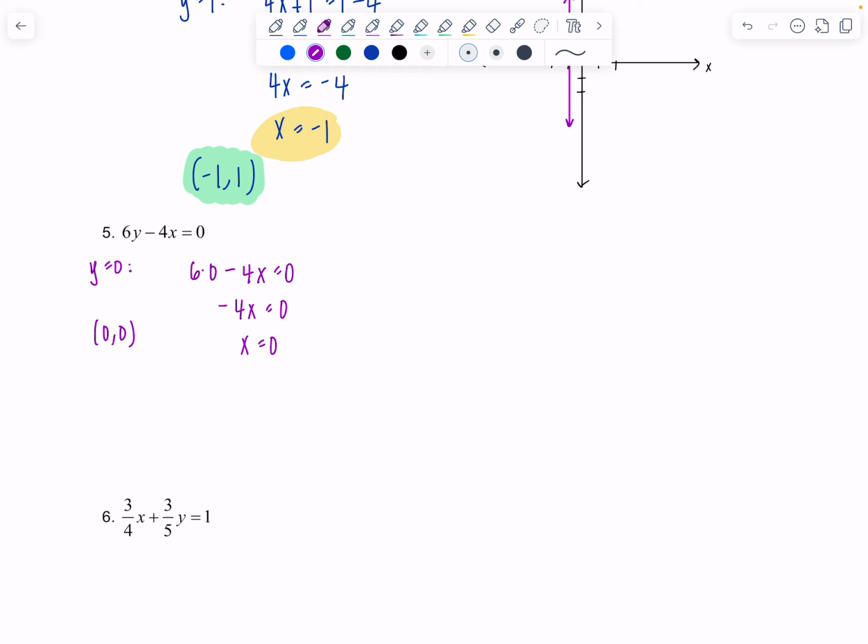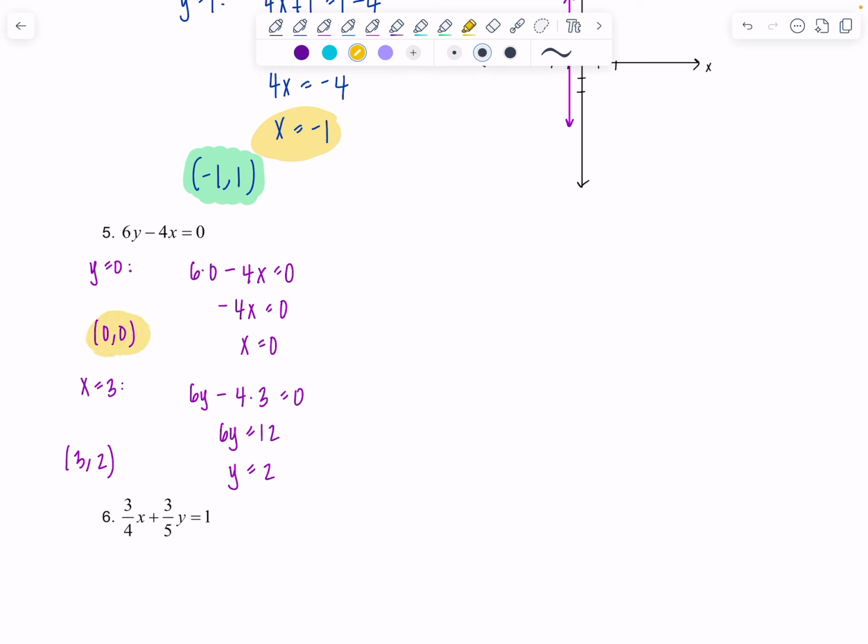Plug in something else. Let's do x is 3. 6y minus 4 times 3 is 0. So that's 12. So 6y is 12. So y is 2. Then we have the ordered pair (3, 2). So these are 2 points that are going to be on the line.